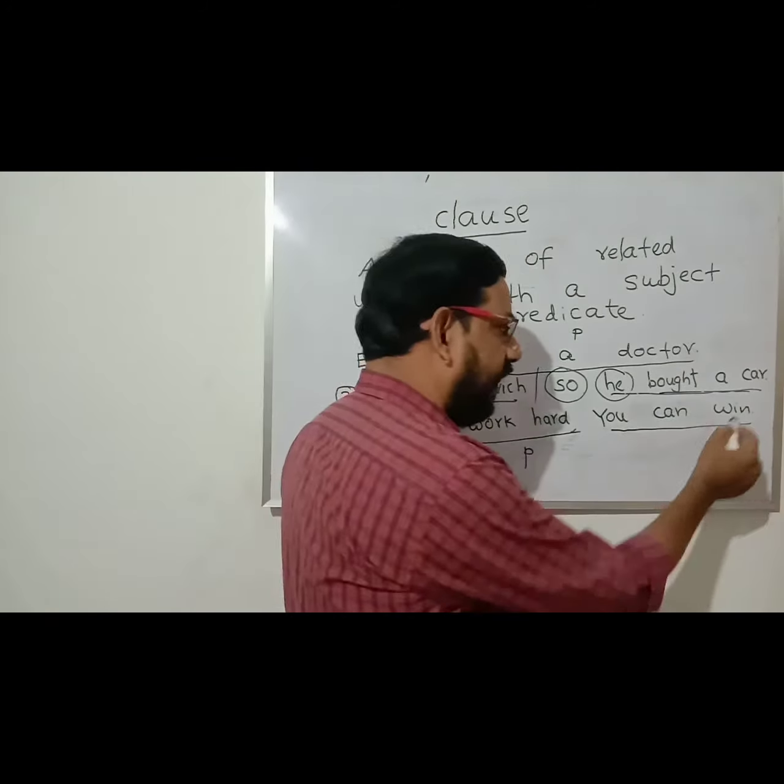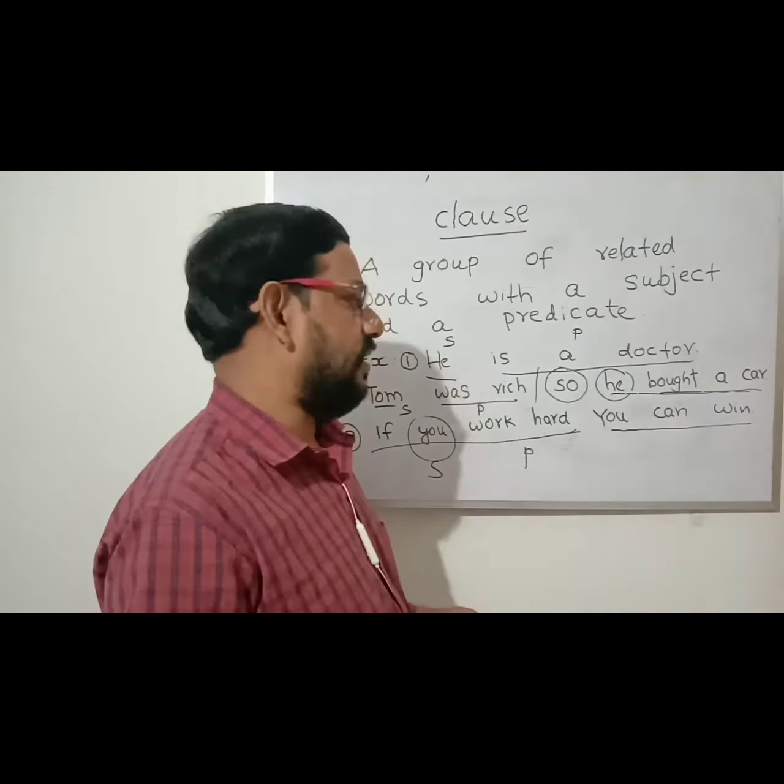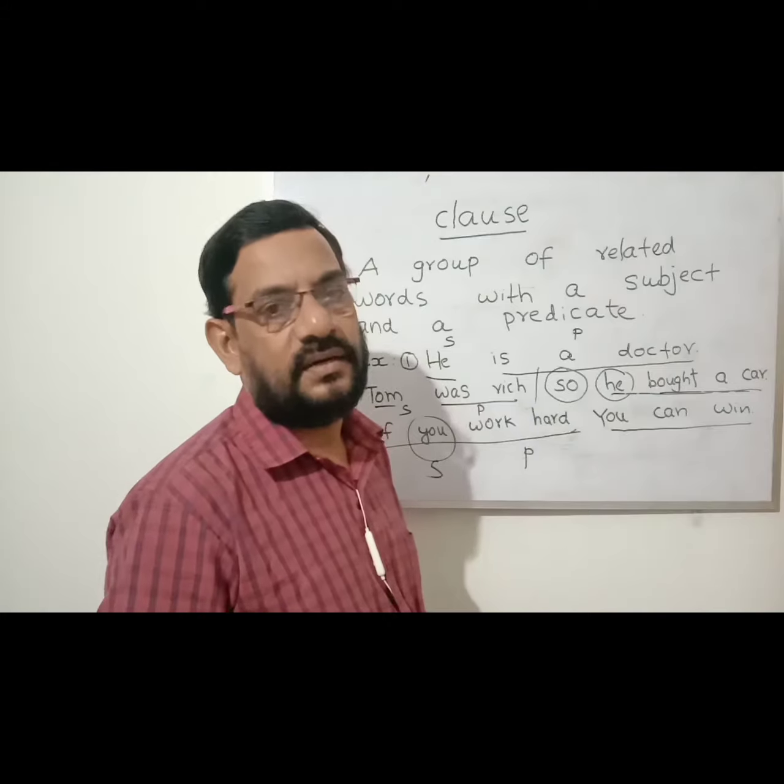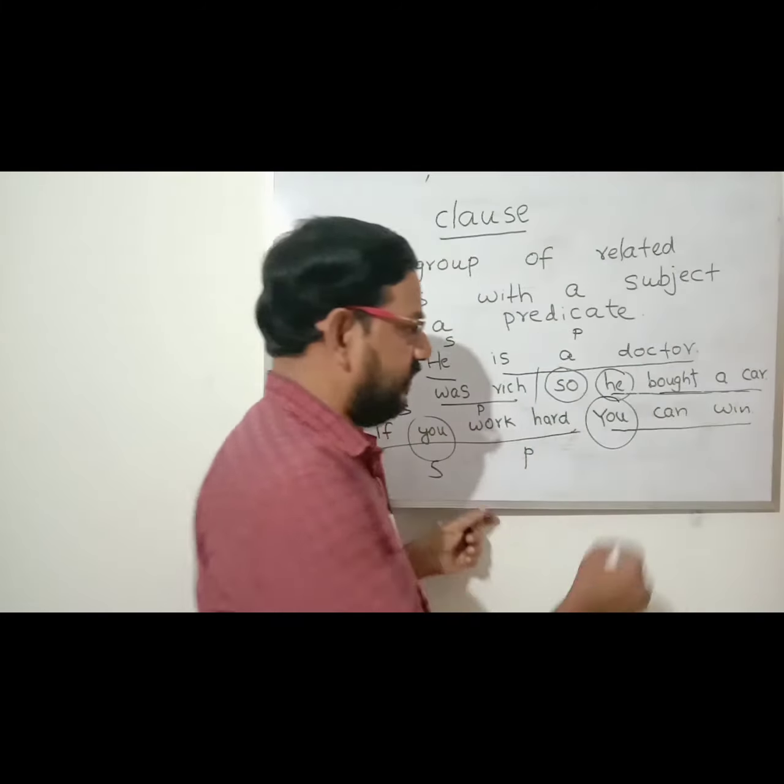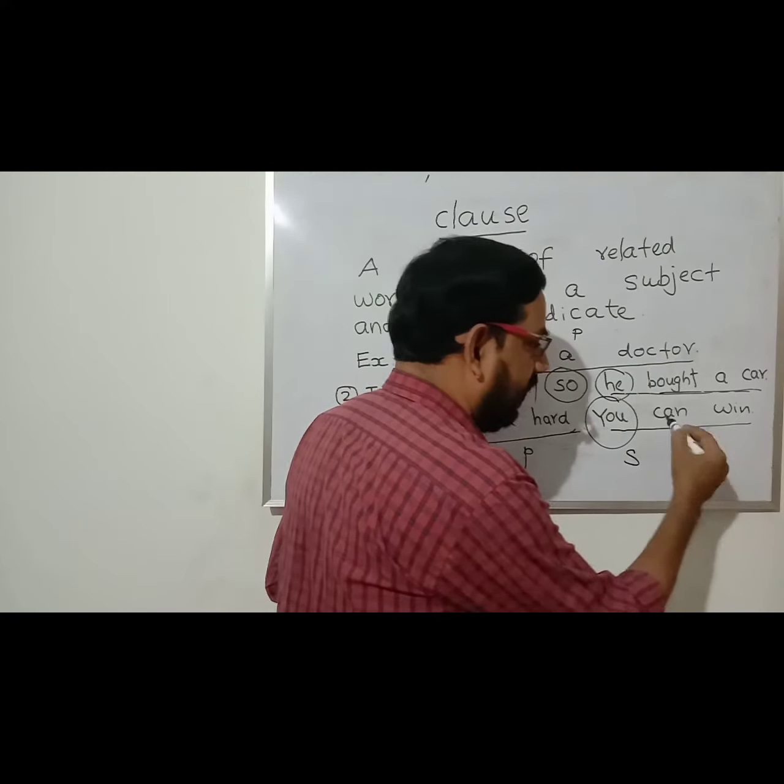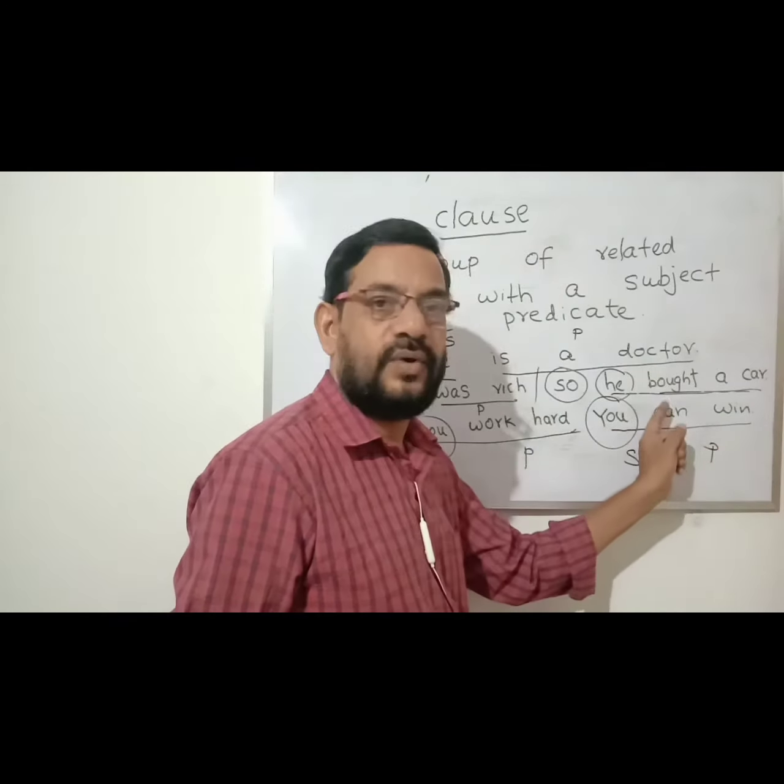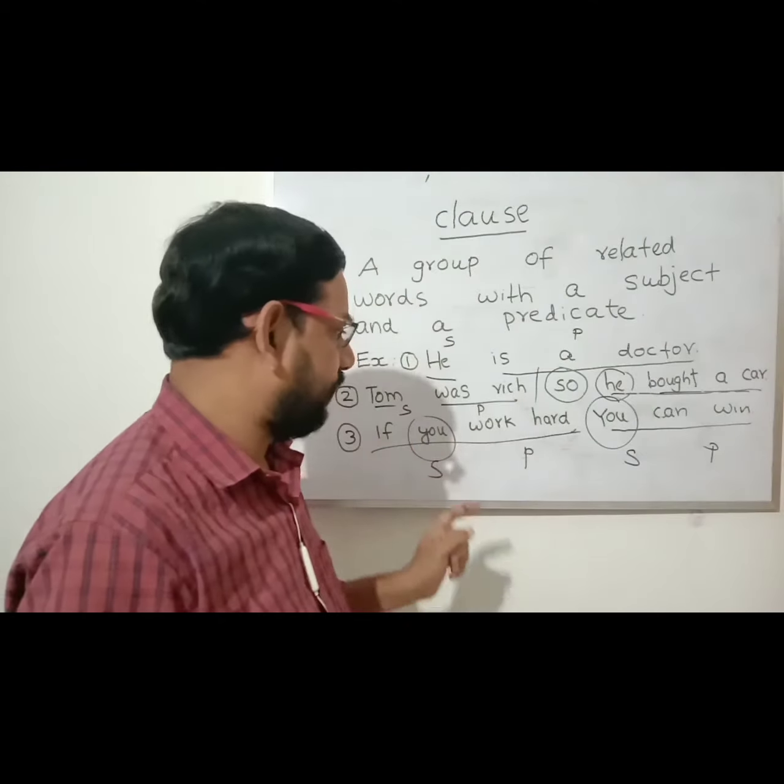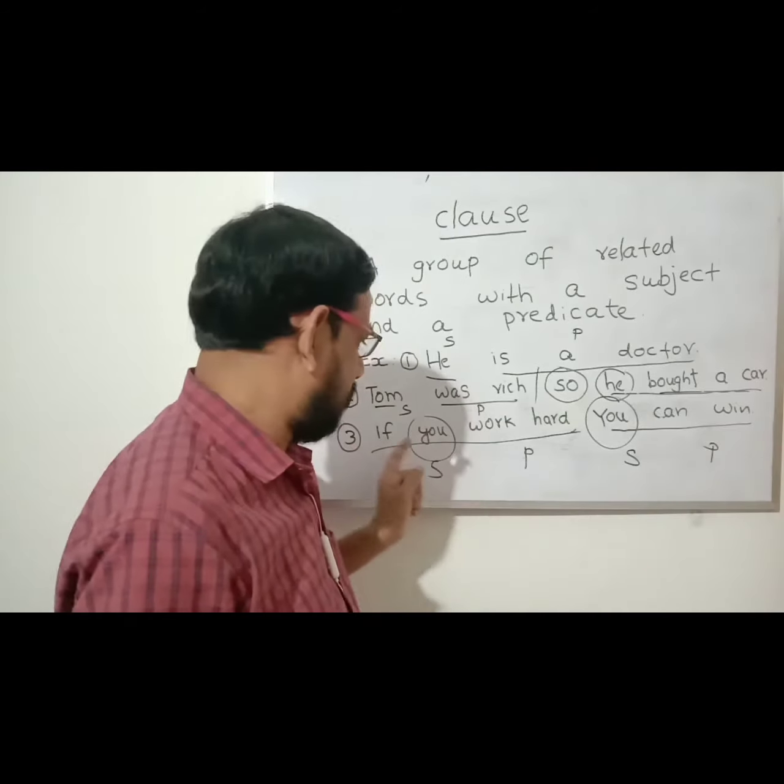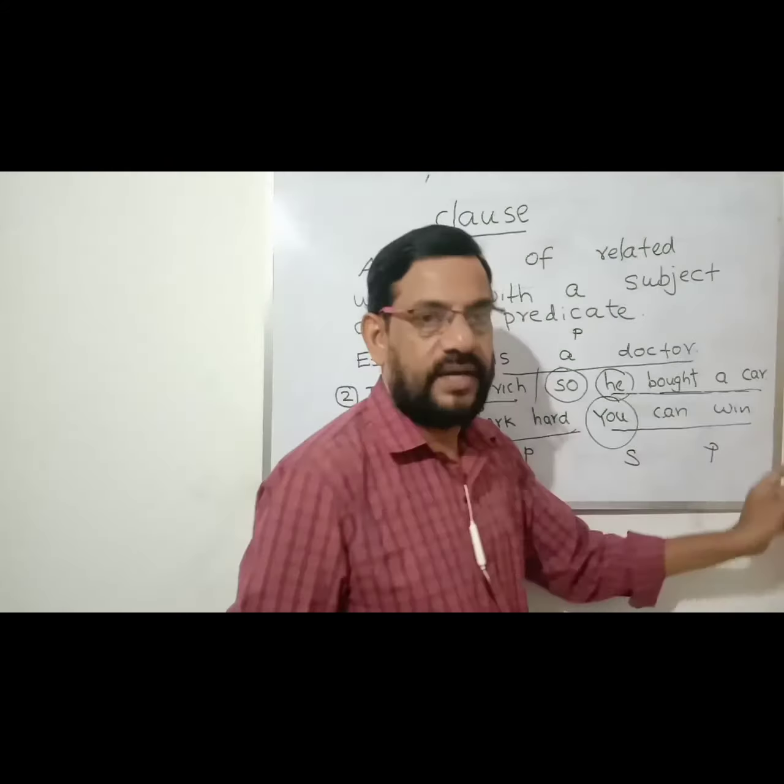You check, you can win. That is the next part, the later part in the sentence. You can win. Check whether there is a subject. Subject is there. This is the subject. You can win is the predicate. Subject is available, predicate is available. So this is also a clause. So in this long sentence, how many clauses are there? There are two clauses. If you work hard is the first clause, and the second clause is you can win.